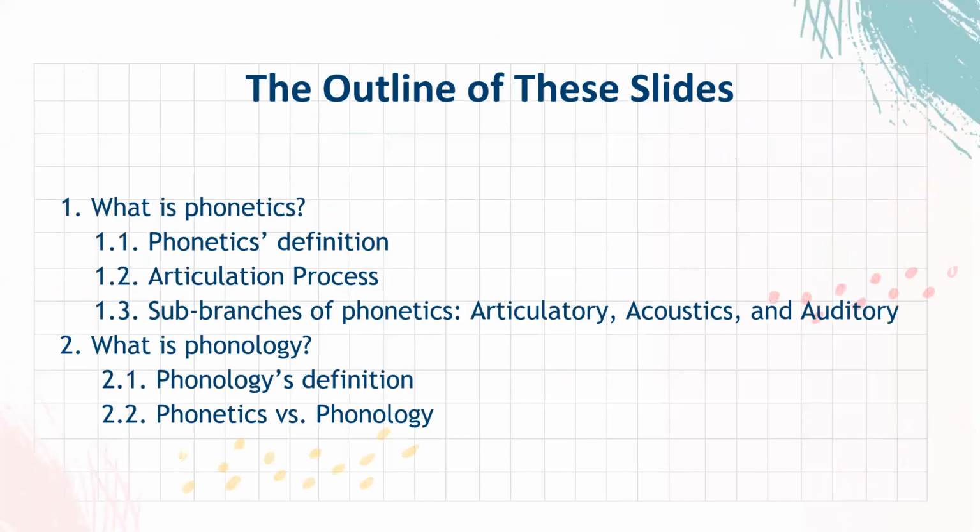What is phonetics? This is the outline of these slides. First, we will take the phonetics definition. We'll take the articulation process. I think I defined articulation: it is the process of how we produce utterances, spoken words. Then the sub branches of phonetics: articulatory phonetics, acoustic phonetics, and auditory phonetics. We'll be taking the key points of each one.